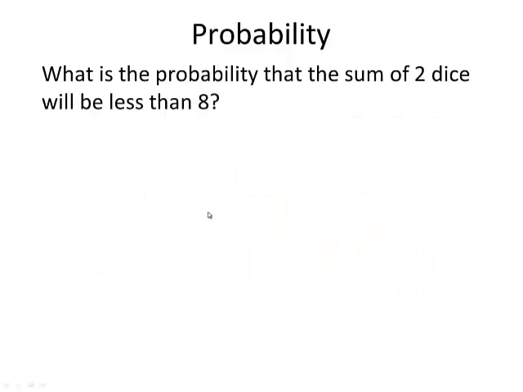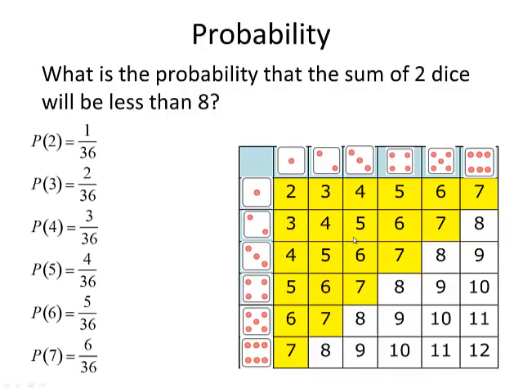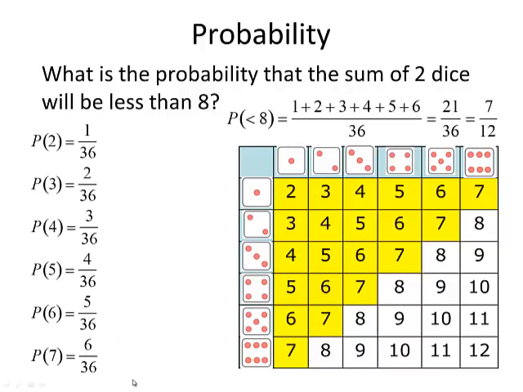What is the probability that the sum of 2 dice will be less than 8? Okay, pause this and figure this out and see if you can get this right. Alright, hope you have an answer. Less than 8 would be all of these, and that would be all of these added together, or 21 if you counted them. 21 out of 36 reduces to 7/12.